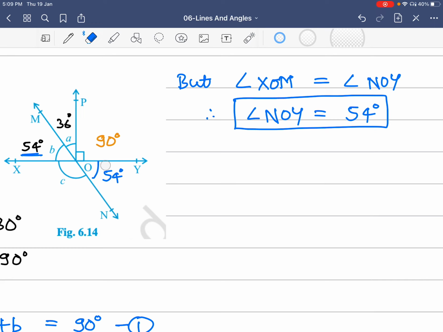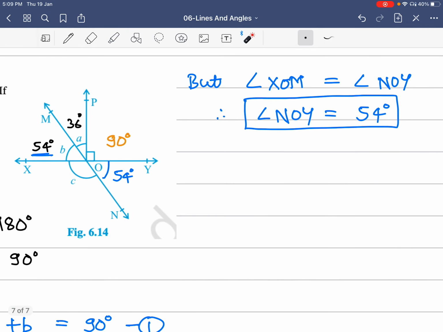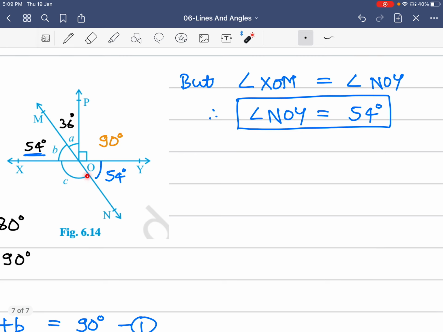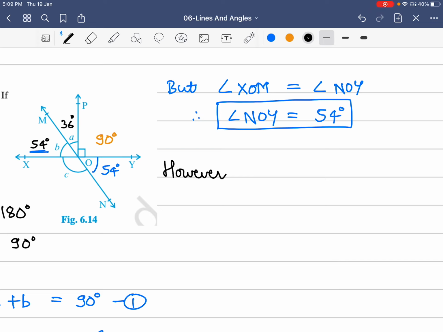So this angle is 54 degree and the summation of these two angles is again going to be equal to 180 degree. Why? Because XY is a line. This is a given piece of information, line XY. So since XY is a line, its measure is going to be 180 degree. Let me zoom out a bit. However, angle NOY plus C is equal to 180 degree.